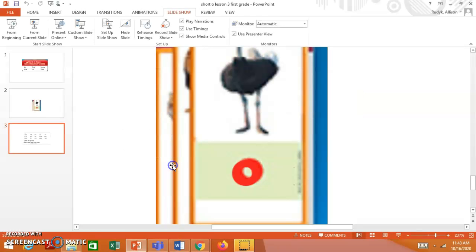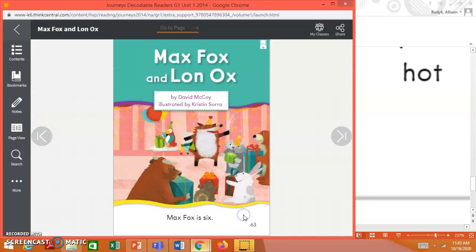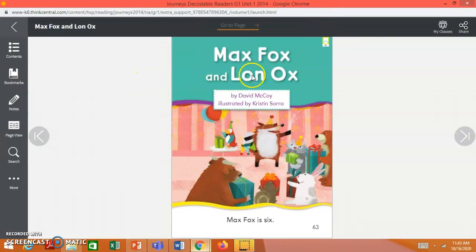So now what we're going to do is we're going to read a story called Max, Fox, and Lon Ox by David McCoy, illustrated by Kristen Sora. I'm going to read this the fast way, but I want you to pause the video and sound these words out. So sound it out. I will do the first page, just like I want you to read the book if you don't know how to read the whole word.